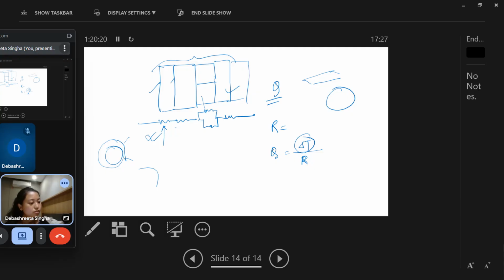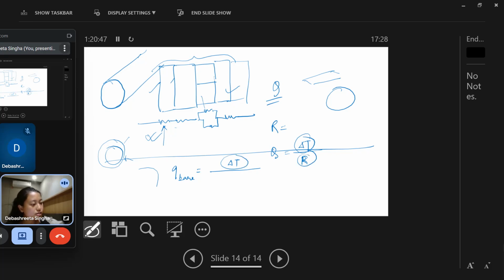Okay, so first we calculate this. Q bare is given by delta T. Since it is Q bare, there is only the electric wire. There is no insulation on top of this. So here the driving force is delta T, and what is the resistance here? The resistance is only this convection part. So it is 1 by HA.